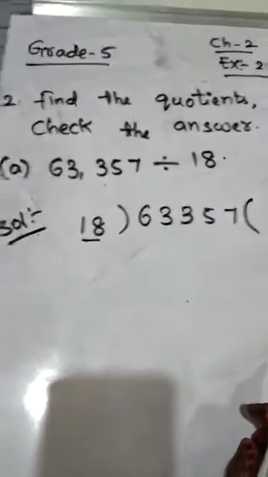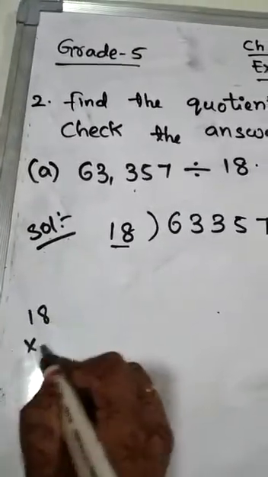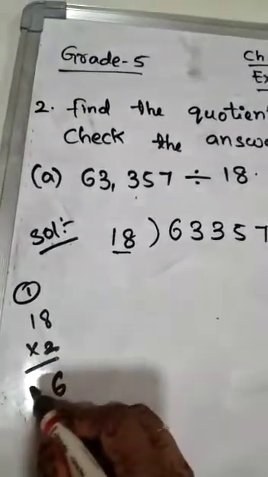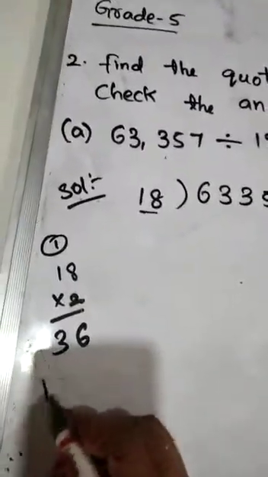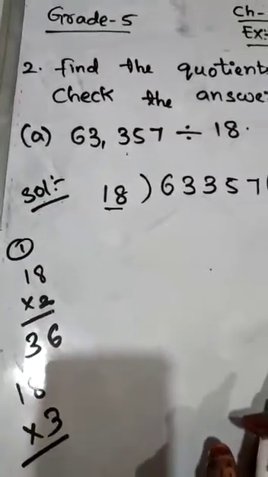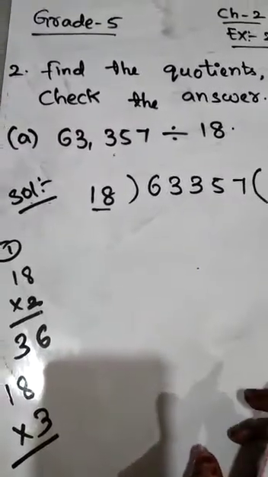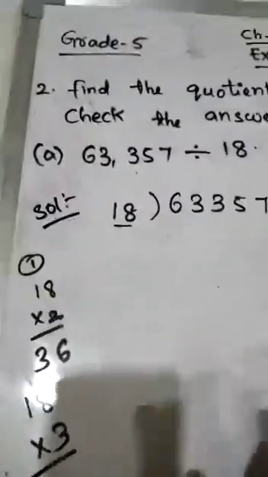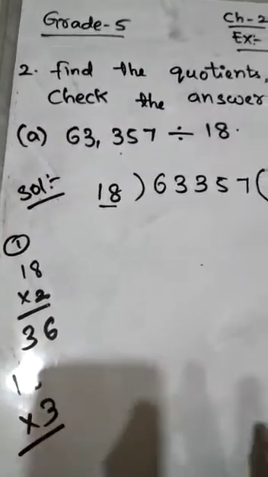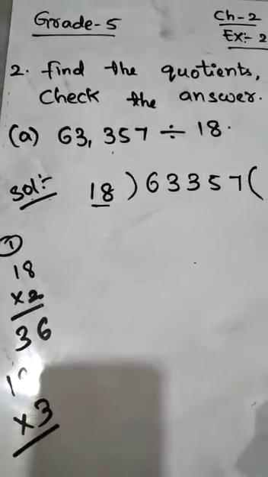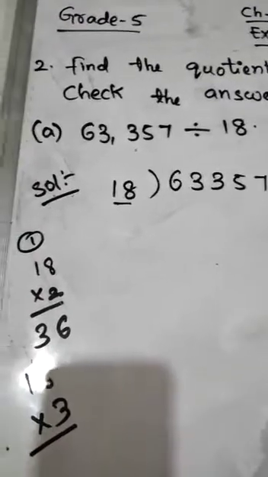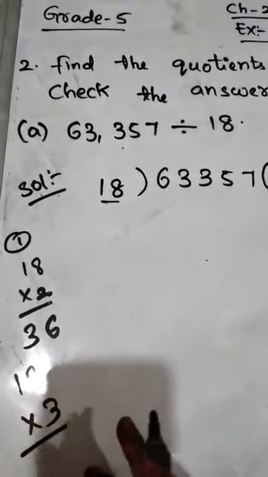So 18 ones are 18, 18 twos are, 2 8s are 16, 6, 1 carry, 2 ones are 2, 3, 18 twos are 36. Next, 18 threes are. Why am I doing this? Because you people don't know the 18 table. If you know, you are in 5th standard, you should know the table up to 20. If you don't know, you have to solve it this way. It's better to know the table up to 20. You have to be perfect and thorough up to 20 tables. If you don't know, no choice, so I am doing it for your understanding.